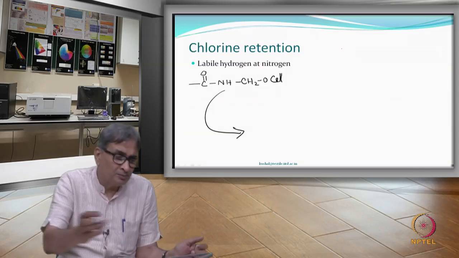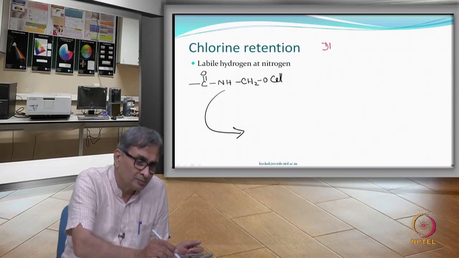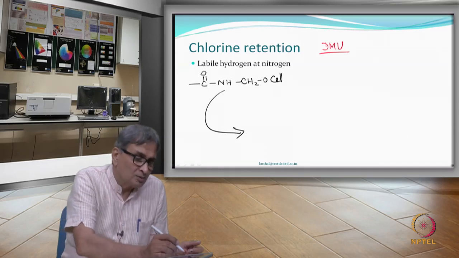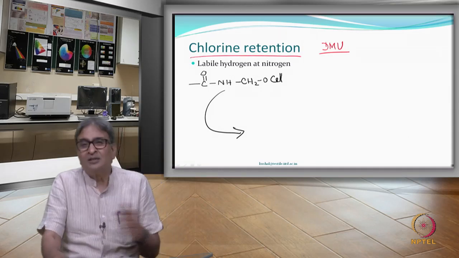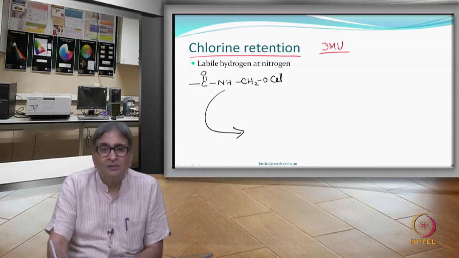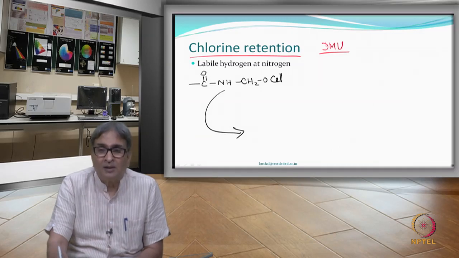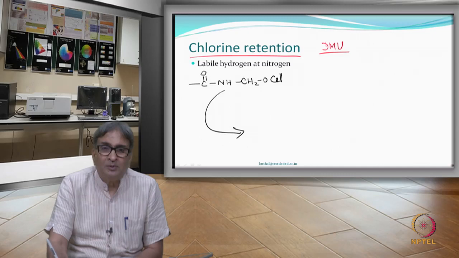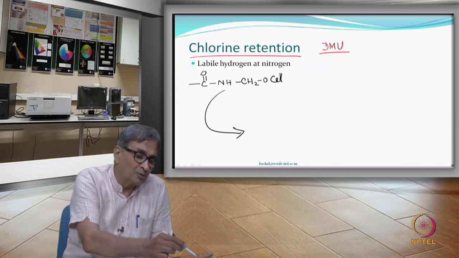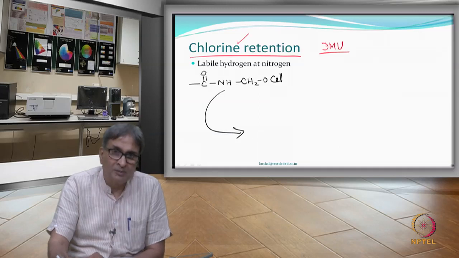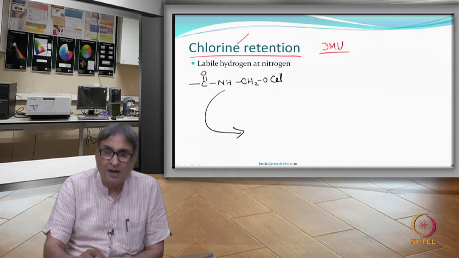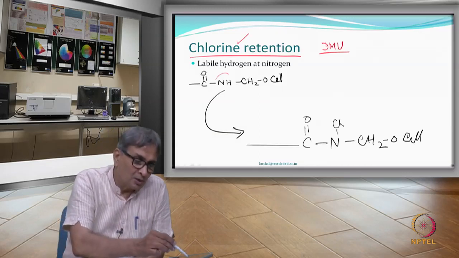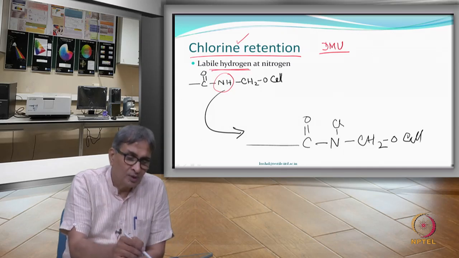Another problem with the DMU, now we are talking about DMU, was a chlorine retention problem. Sometimes people do their laundering and washing in solutions which may contain chlorine compounds like bleaching powder, hypochlorous compounds, sodium hypochlorite, and if that thing happens, then we have a problem called chlorine retention problem. What is the chlorine retention problem is that if some compounds like this are available, then they may replace this hydrogen, which is called a labile hydrogen, by this chlorine.